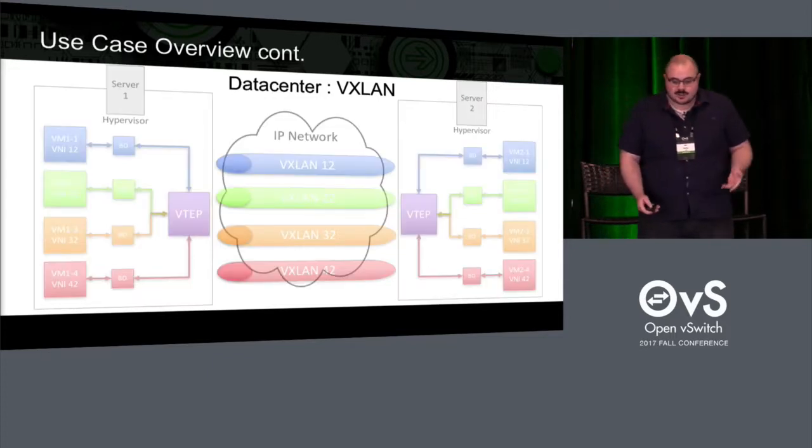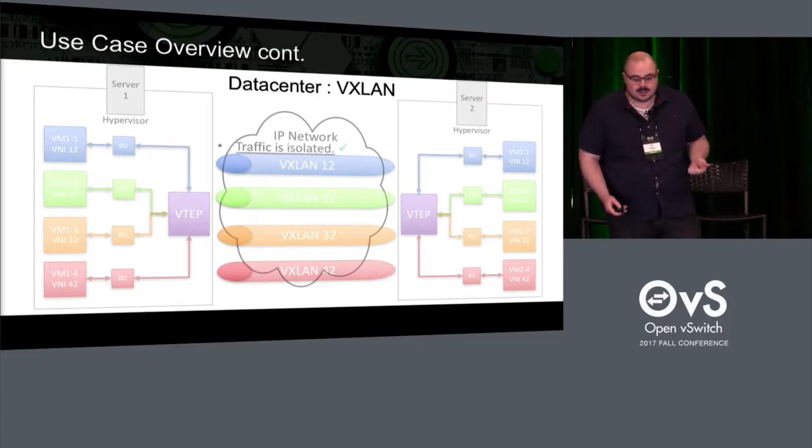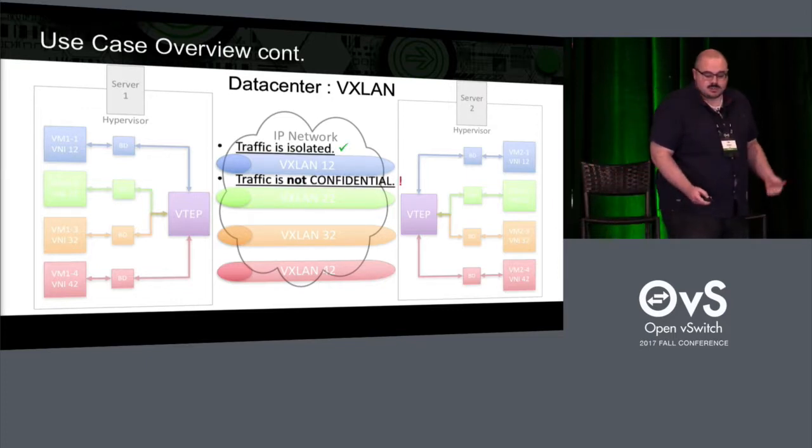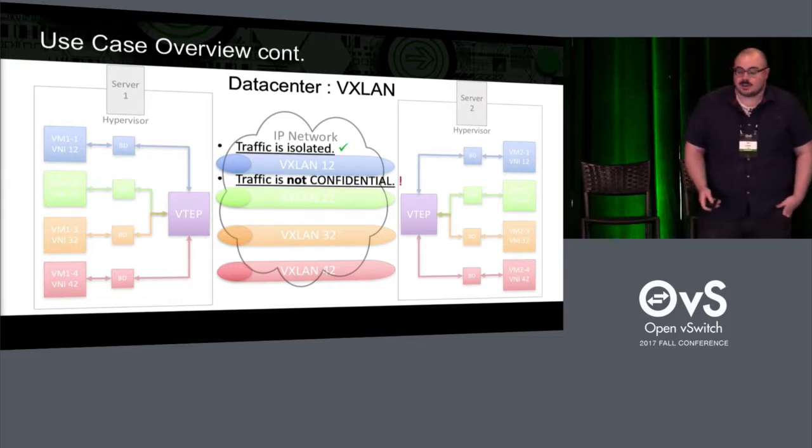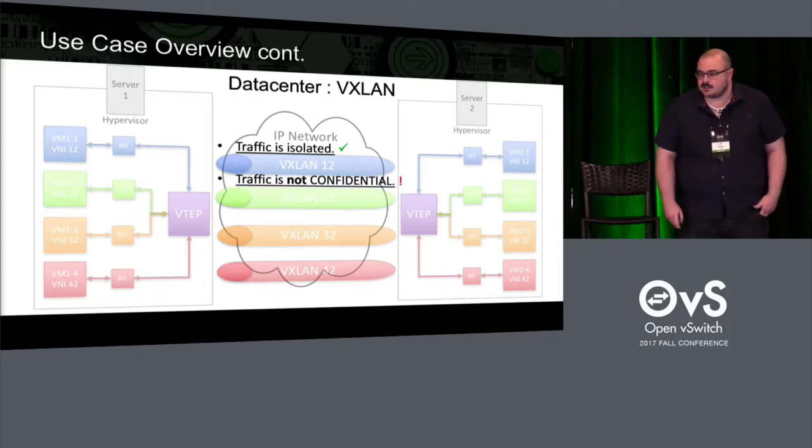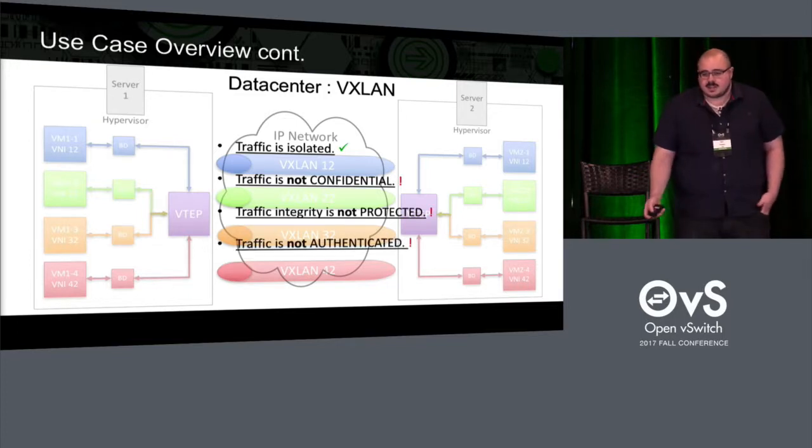But let's go back to our questions again. So you've isolated it, great. Still not confidential. Anybody in the network could plug in and see that, okay, you've just put a VXLAN on this, great, but I can still see it. Its integrity is not protected, you can still modify it. And again, it's not authenticated. You still couldn't be sure when you're receiving it. Sure, it's isolated, but who sent it?